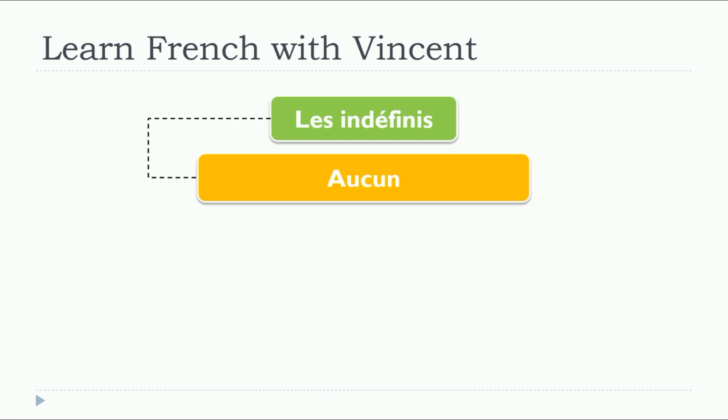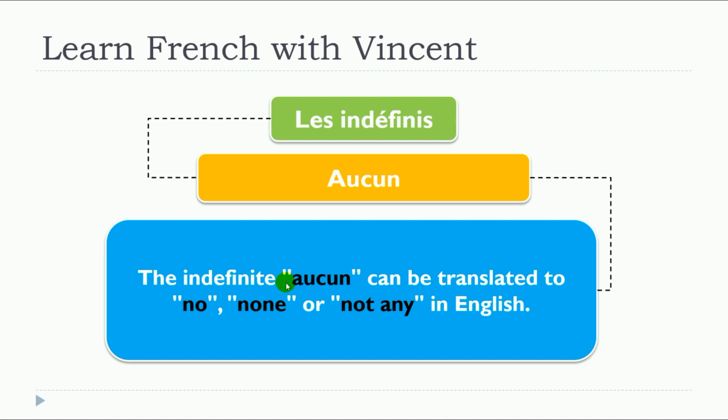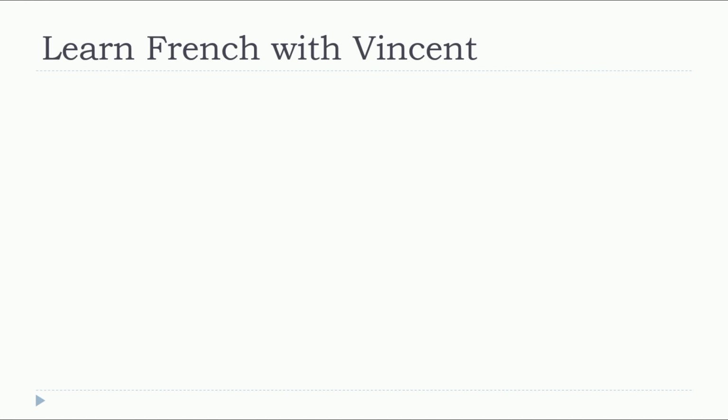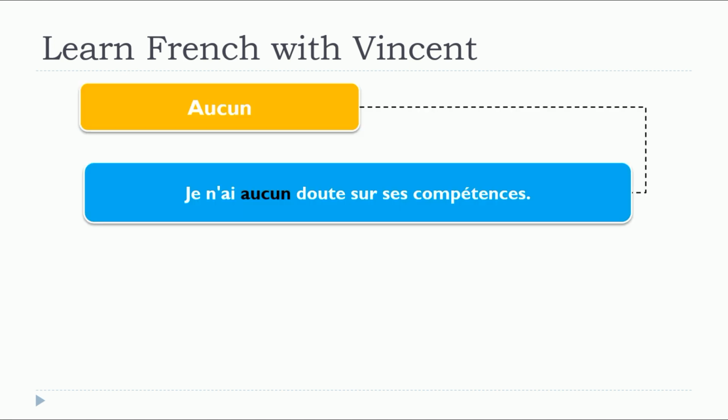So in this lesson, we will see aucun, and the indefinite aucun can be translated to no, none, or not any in English. So we will see 4 examples with aucun.